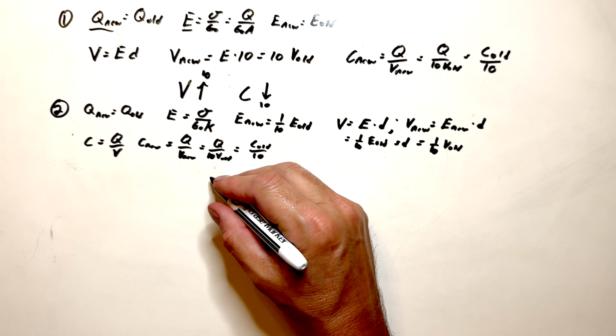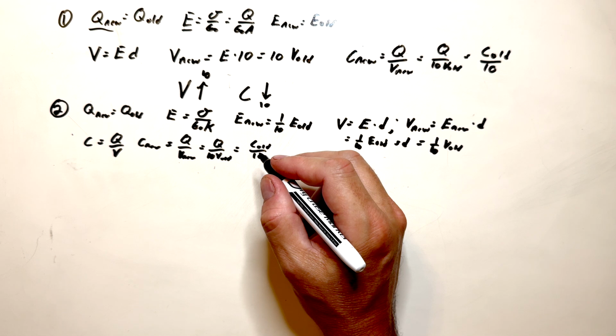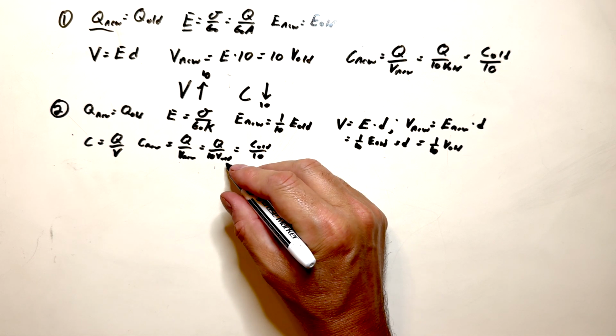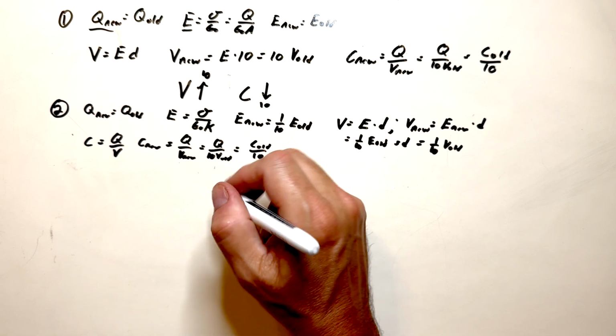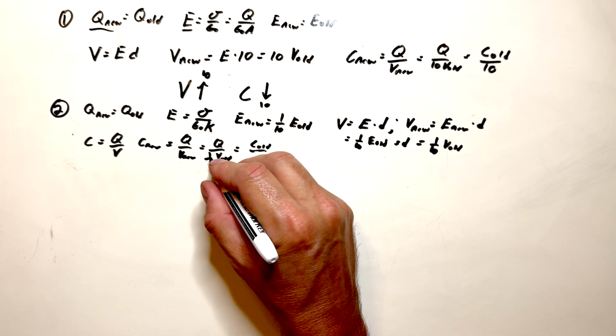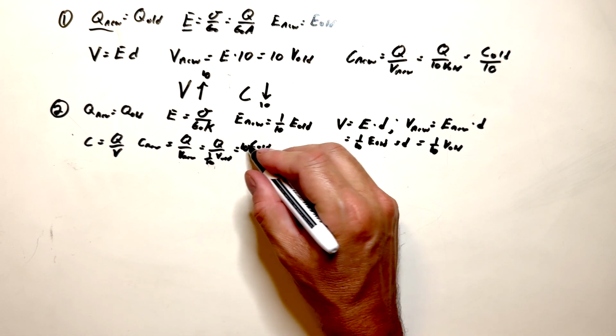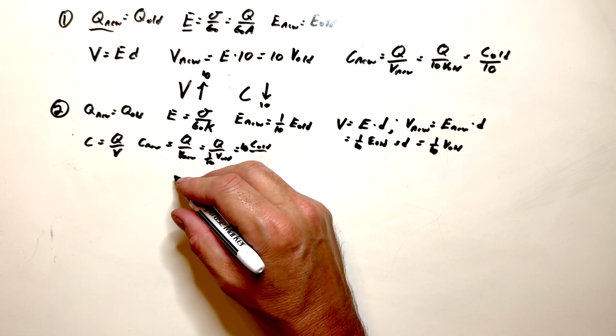So, to summarize for problem number 2, or did I mess something up here? It's 1 over 10, sorry, 1 over 10. Yeah, it's 1/10 V old, right? That's our result from here. So that makes this 10 times C old. There we go. So let's summarize that.